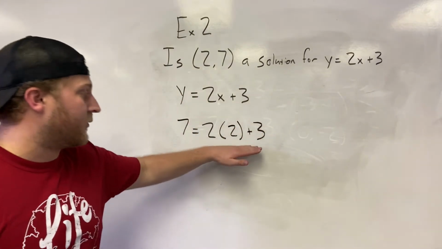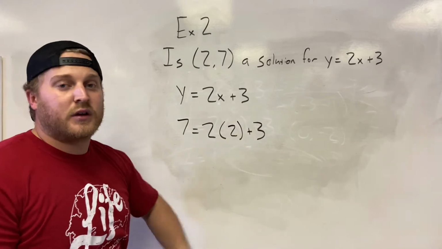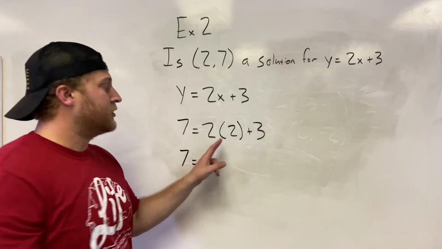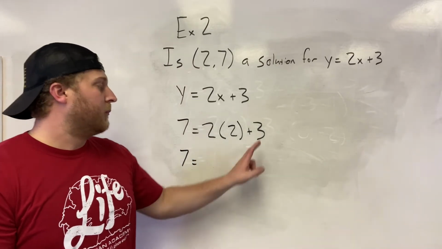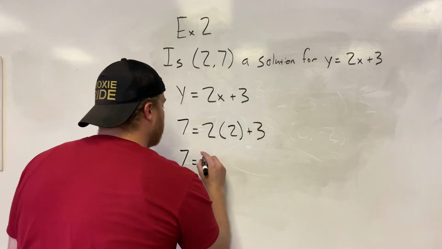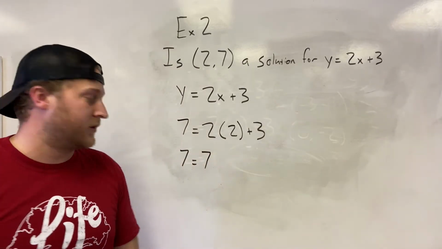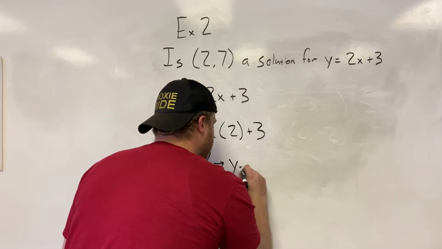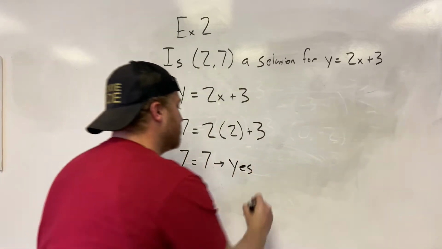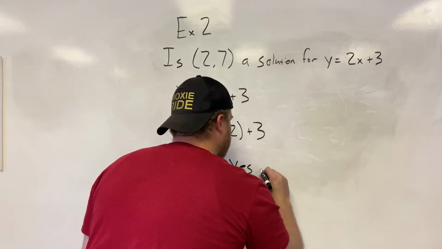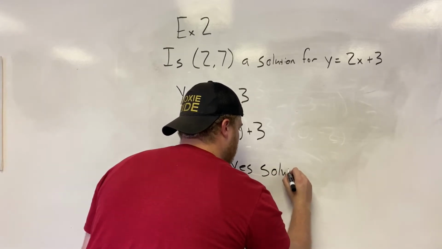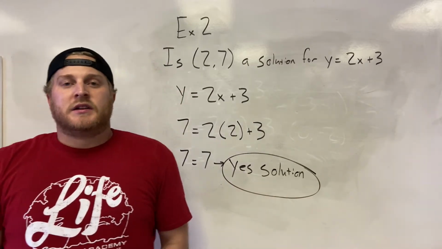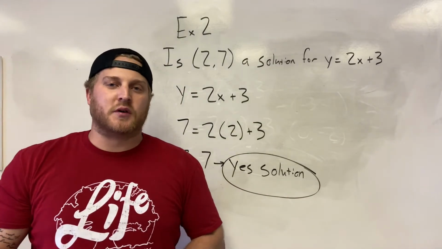Now we're going to solve the right side of the equation to see if we get a true statement or not. So this gives me 7 equals 2 times 2, which is 4, plus 3 is 7. 7 equals 7, which is a true statement, meaning that yes, the point (2, 7) is a solution. Let's do another example to introduce a little bit more stuff.